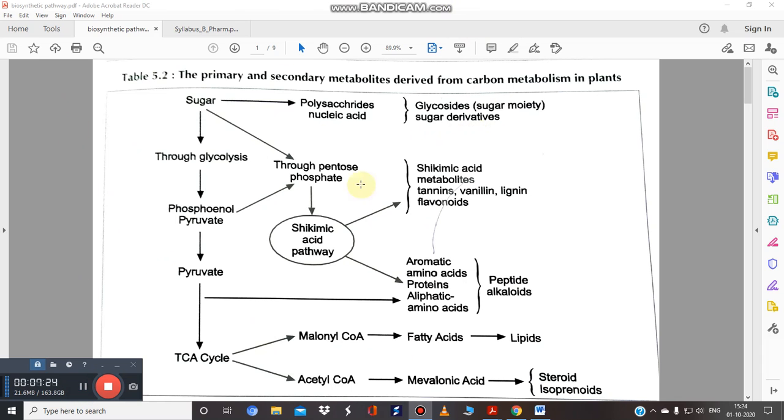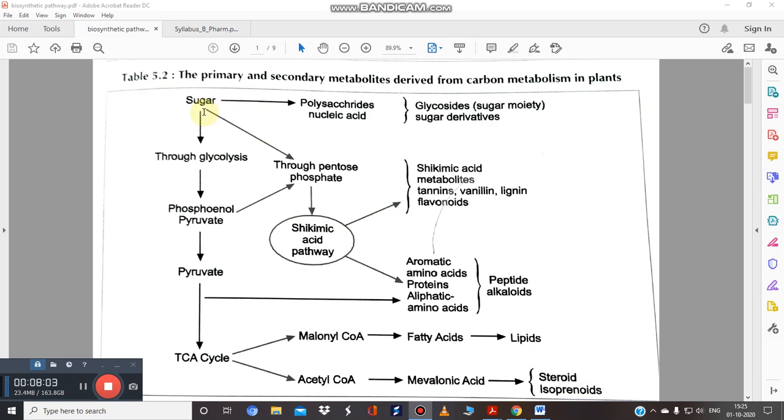So I hope this gives you a brief idea how these metabolites, primary as well as secondary, are biosynthesized in a plant. They involve various types of pathways that are already occurring in the plant, like the TCA cycle, of course glycolysis and the pentose phosphate pathway. Suppose in this case sugar is produced through glycolysis, and then in this process we have phosphoenol pyruvate. Finally it converts into pyruvate, and this pyruvate is involved in the TCA cycle, which then results in the formation of lipids and steroids.